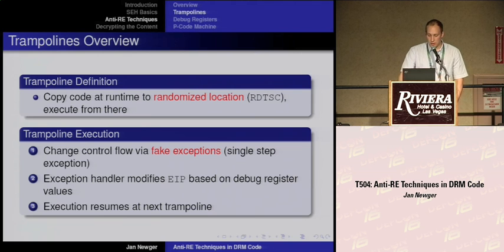And this is exactly the reason why the debug registers have been blocked, because the instruction pointer actually depends on values of the debug registers. So you cannot easily use BPMs in your debugger because that would interfere with the DRM system.